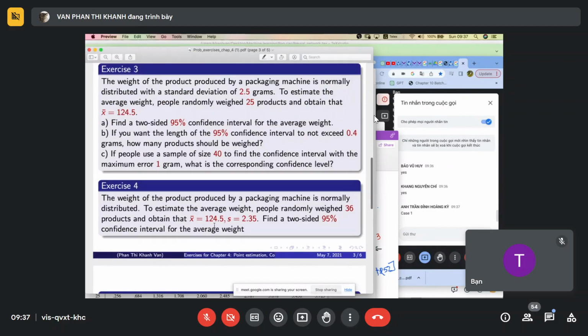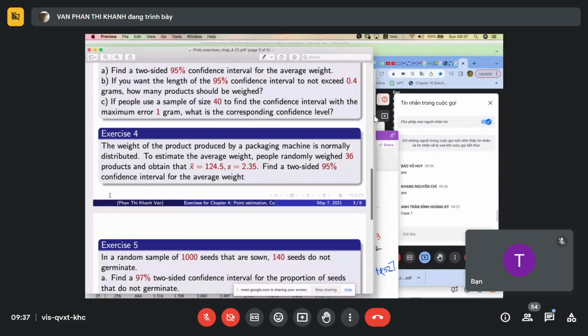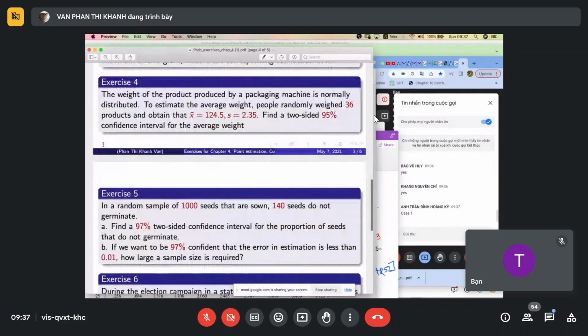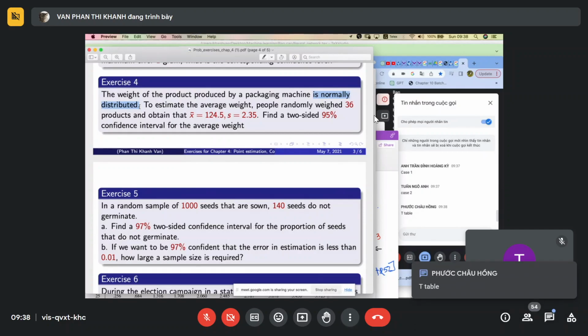Okay, so look at problem 4. Which case here? We define the case first and then you continue to solve. It is normally distributed. Sigma here is known or unknown. So which case? We use Z or T distribution, Z table or T table. Case 2 means that we use T.